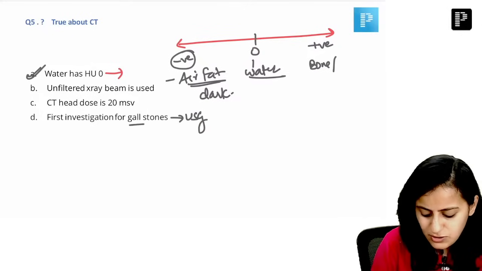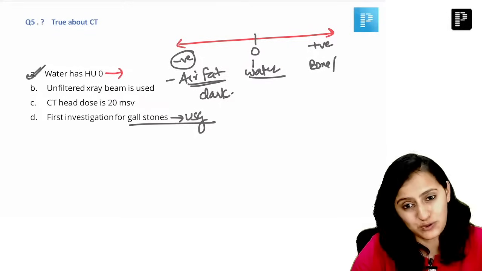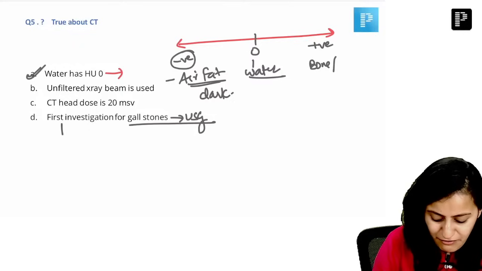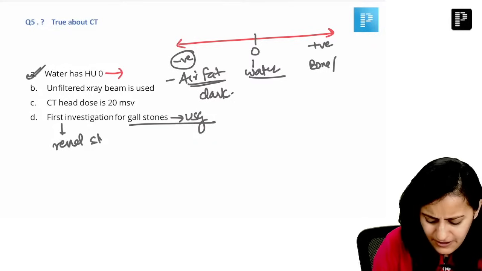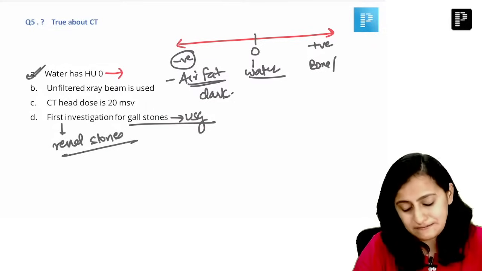Remember, for gallstones, the investigation of choice is ultrasound. They are not calcified stones, the majority of them. While for renal stones, you have CT, which is the investigation of choice, but not for gallstones.